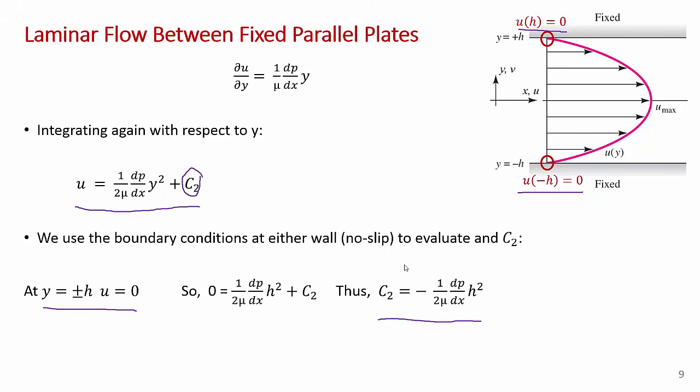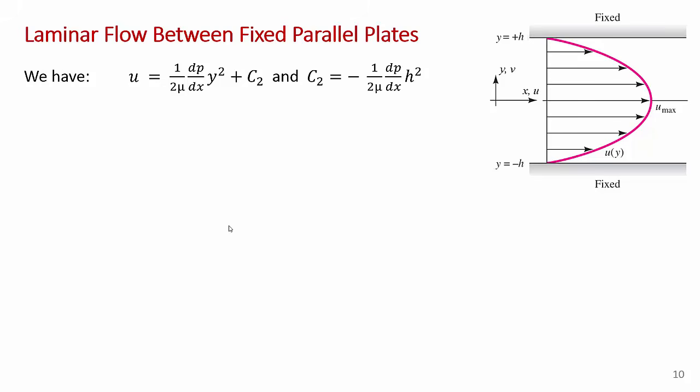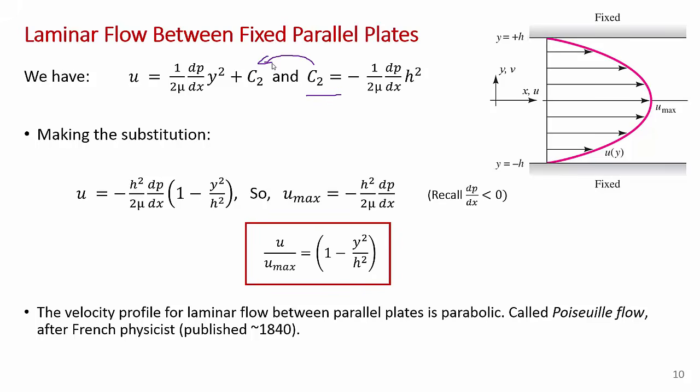So now we can make the substitution in here for c2. I think I do that on the next slide. Okay, I've written down here our general expression with c2. We've just shown that c2 equals minus 1 over 2 mu dp/dx h squared. So now I'm going to make this substitution here and do a little bit of simplification. You can check my math. I've pulled out h squared, so you get minus h squared over 2 mu dp/dx, which is a negative constant, times 1 minus y squared upon h squared.